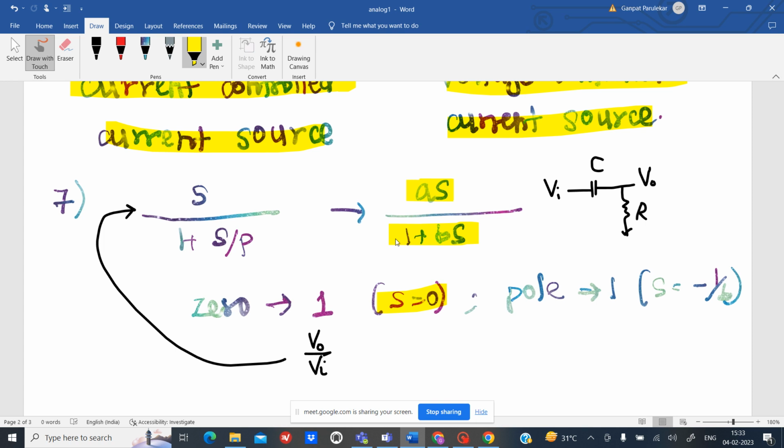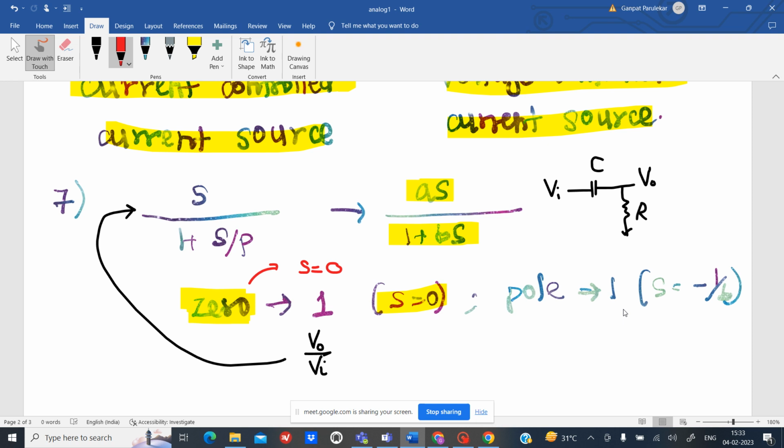The value of this transfer function is equal to 0. Okay. So when S is equal to 0, the value of transfer function becomes 0. That means we get a zero at S is equal to 0. Okay.